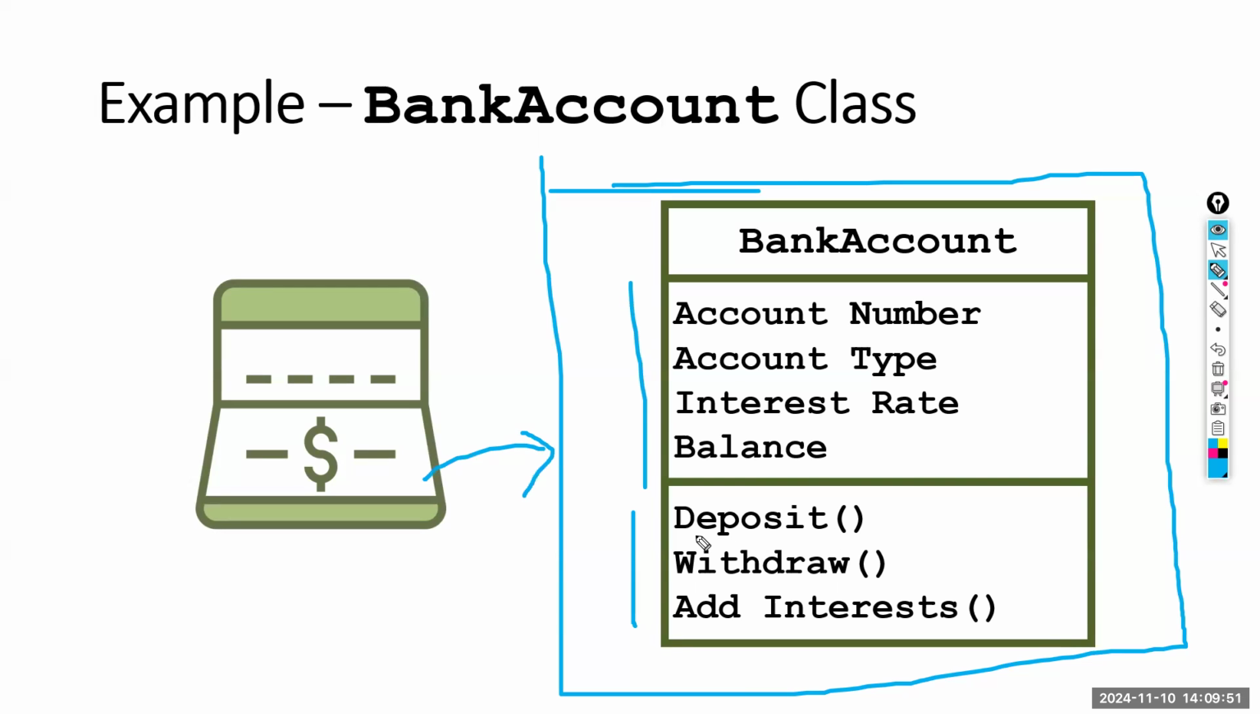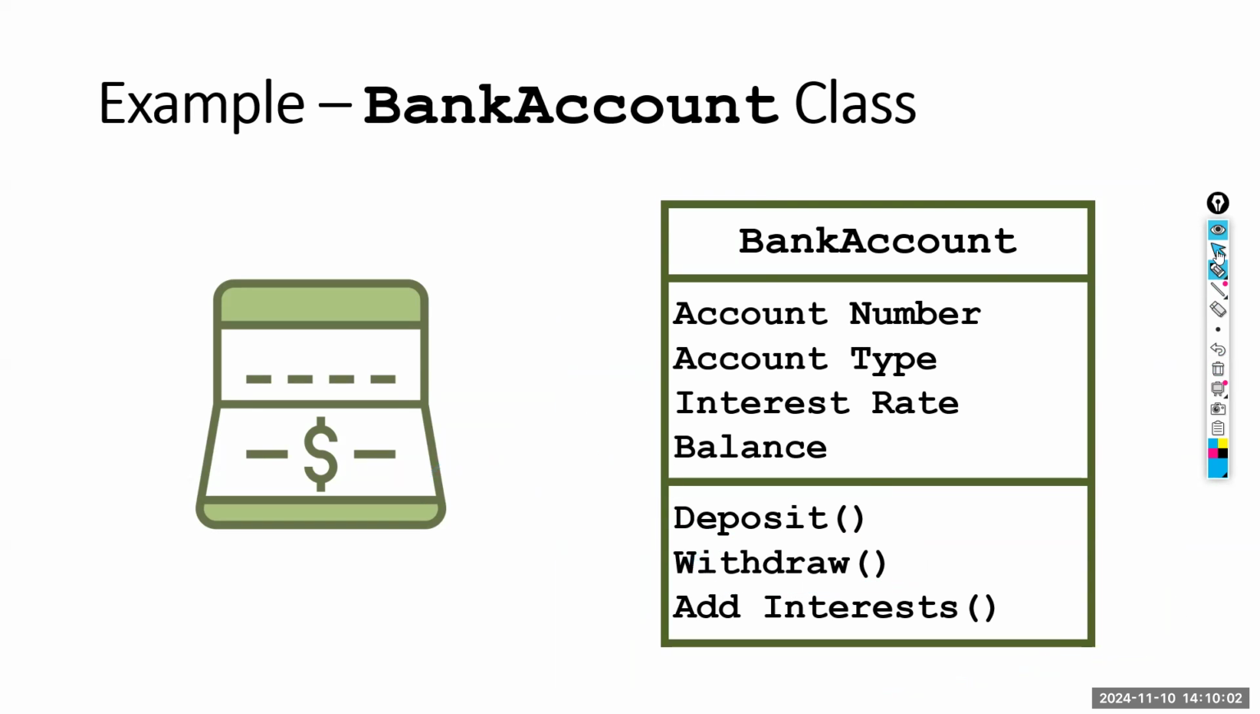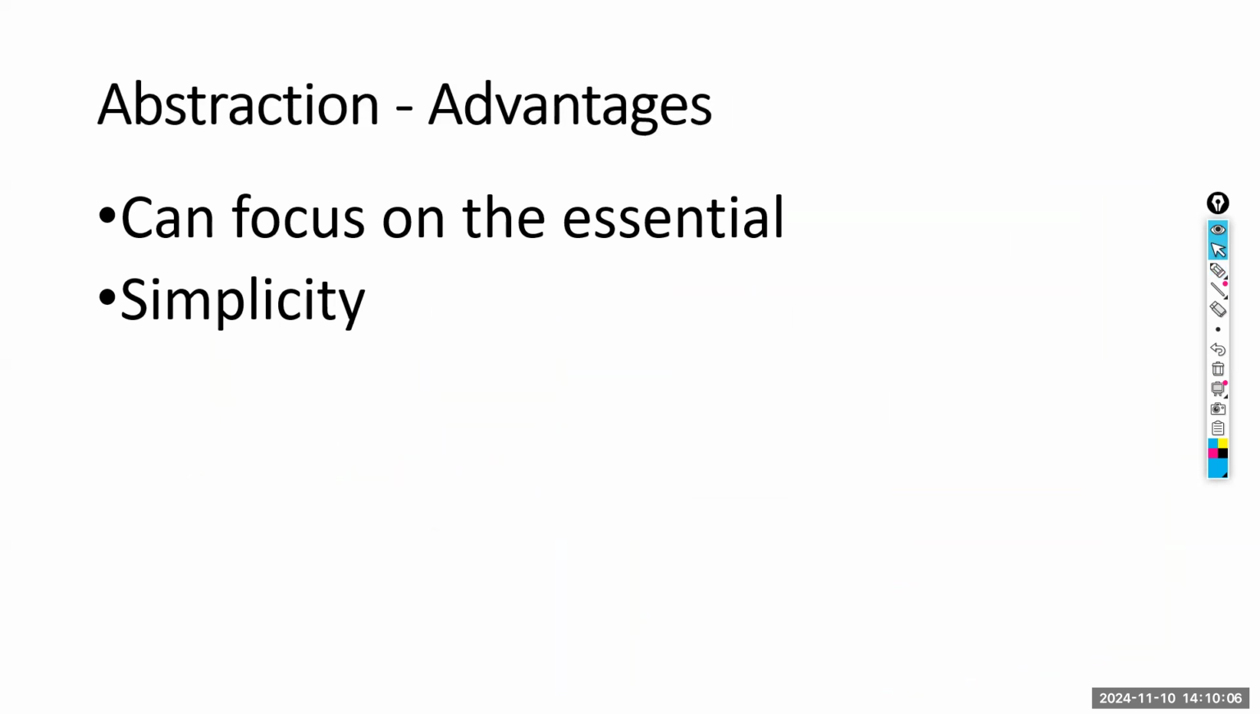So this view is enough for the external people. But when you implement the deposit method and withdraw method, you need more details. But that is not required for other classes to call this or work with this. Okay, that is the idea. So the advantage is we can focus on the essential, simplicity. We can do things faster, build things faster.